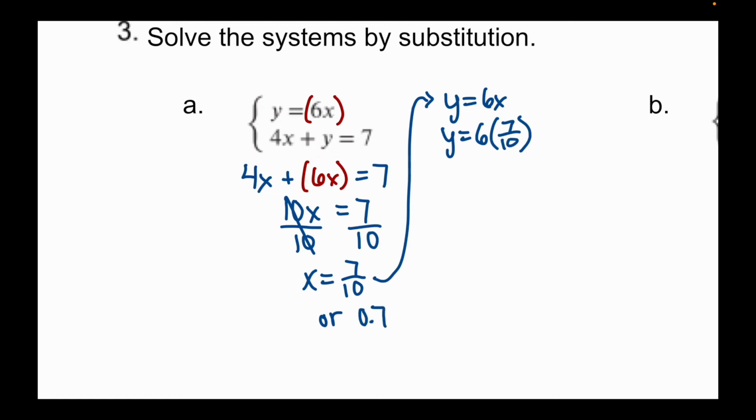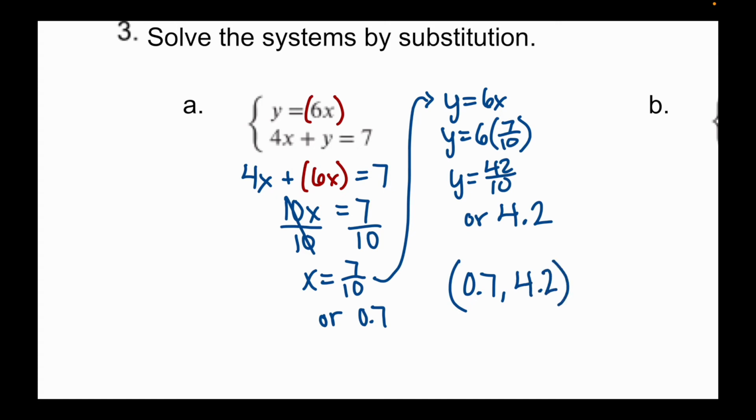6 times, if you're using this as a fraction, you do 6 times 7 for the top and divide by 10. 6 times 7 is 42 over 10. This is or 4.2. So let's just write this one out as an ordered pair with the decimals. We'll say 0.7 and 4.2. And that is our answer for part A.